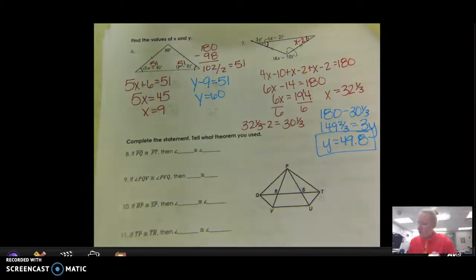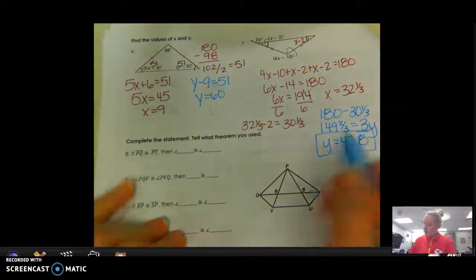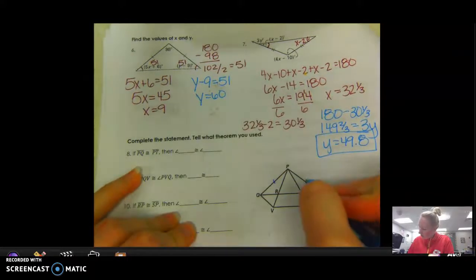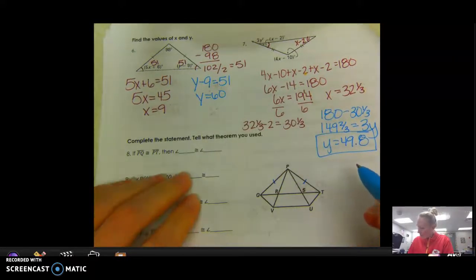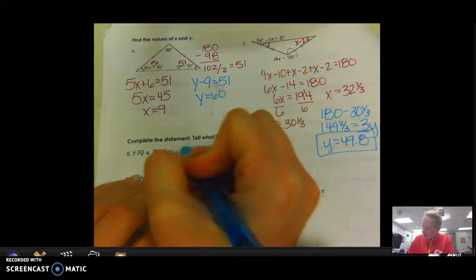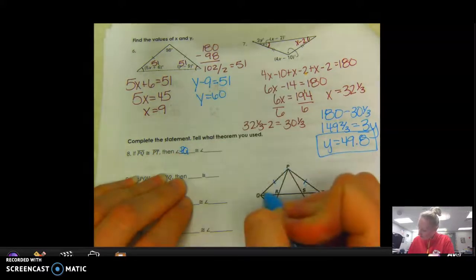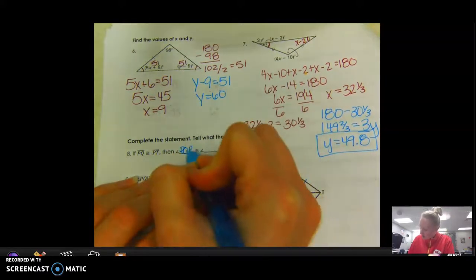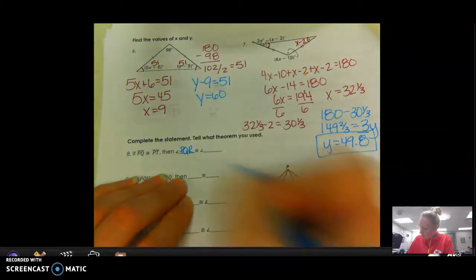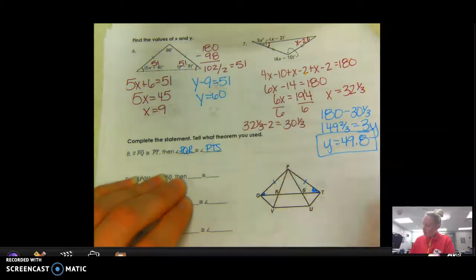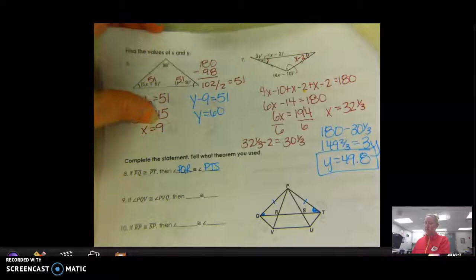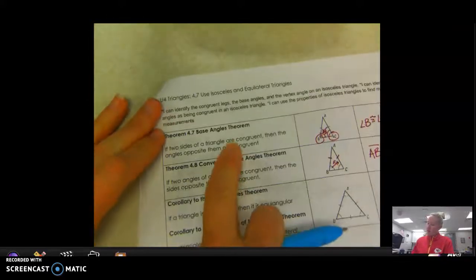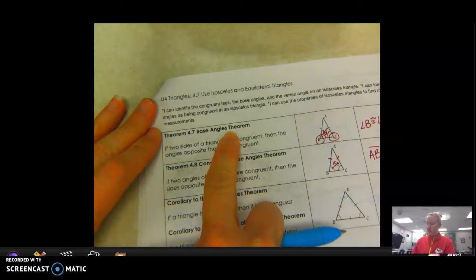All right, next section. Complete the statement. Tell what theorem you use. So if I know that PQ is congruent to PT, then that means that angle PQR, so this angle down here, is congruent to angle PTS. So that would be, if I look back on the previous page, the base angles theorem. If two sides are congruent, then the angles across from them are congruent. That is theorem 4.7.